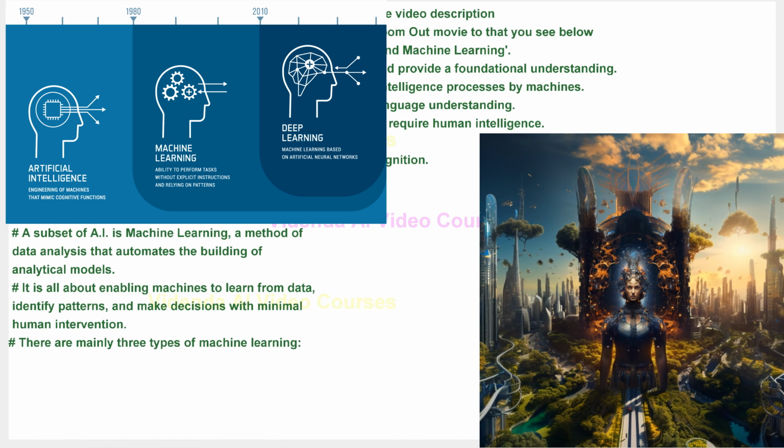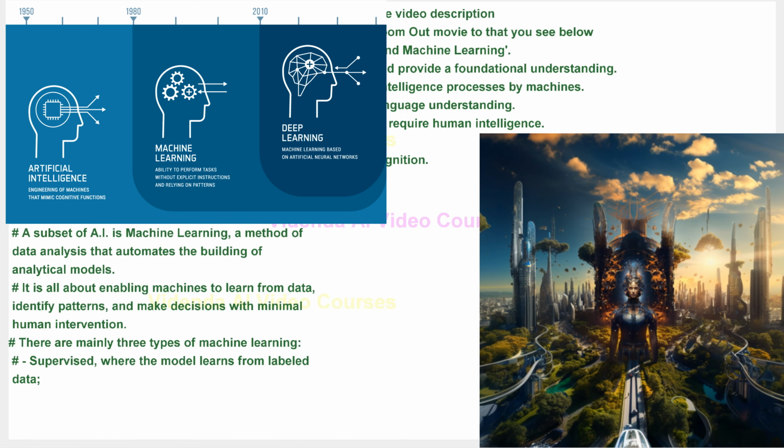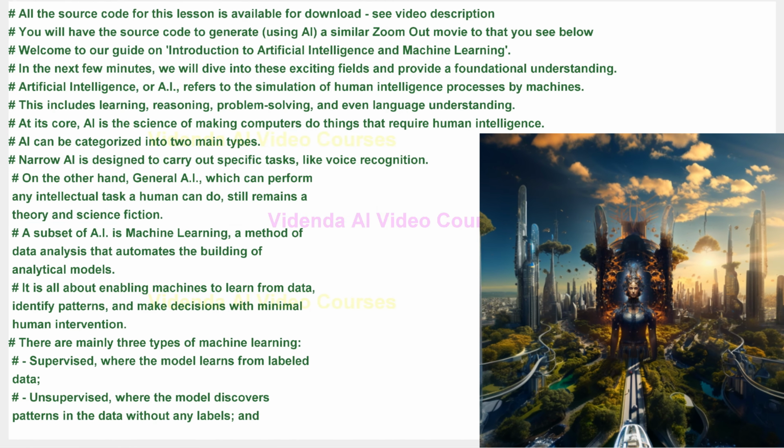There are mainly three types of machine learning. Supervised, where the model learns from labeled data. Unsupervised, where the model discovers patterns in the data without any labels, and reinforcement, where the model learns by interacting with its environment.